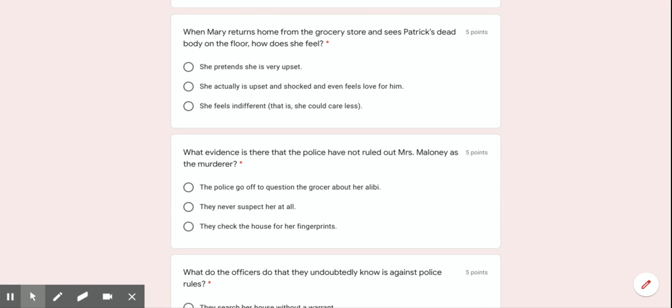When Mary returns home from the grocery store and sees Patrick's dead body on the floor, how does she feel? A, she pretends she is very upset. B, she actually is upset and shocked and even feels love for him. Or C, she feels indifferent. That is, she could really care less.